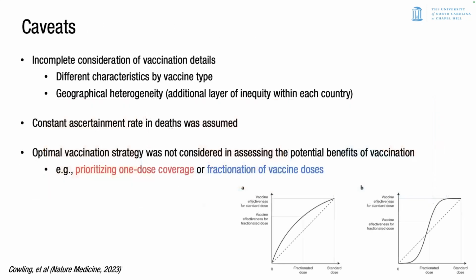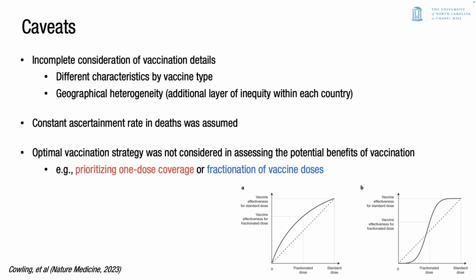Now, there are still some caveats here. The caveats are incomplete consideration of vaccination details. Even though they considered many details of vaccinations, they still didn't consider the different characteristics by vaccine type and geographical heterogeneity, which can be an additional layer of inequity within each country. Also, a constant underreporting rate in death was assumed here. And the optimal vaccination strategy was not considered in assessing the potential benefit of vaccinations.